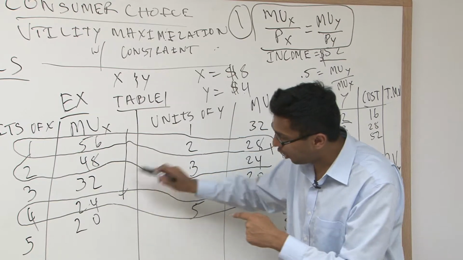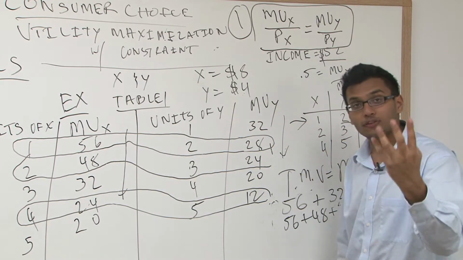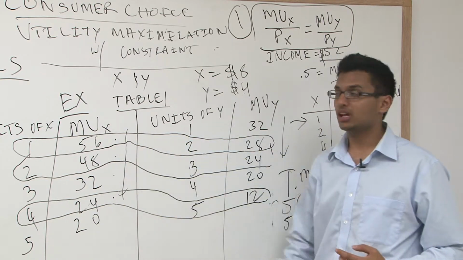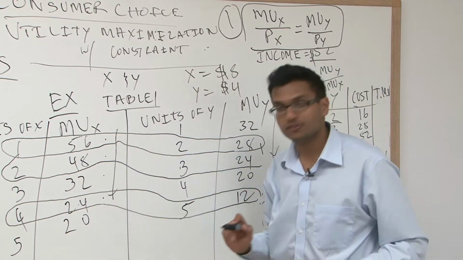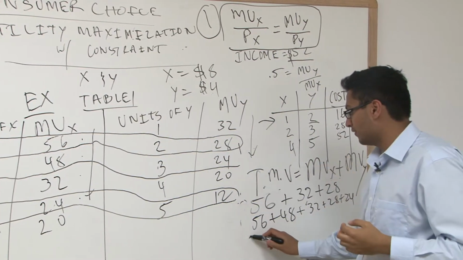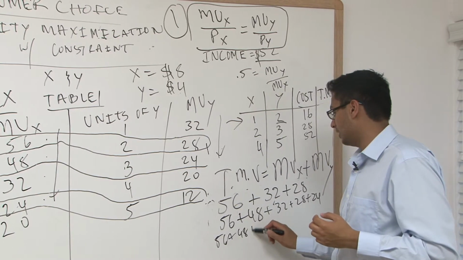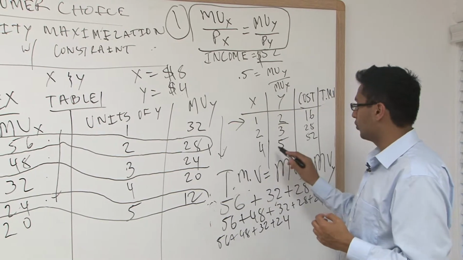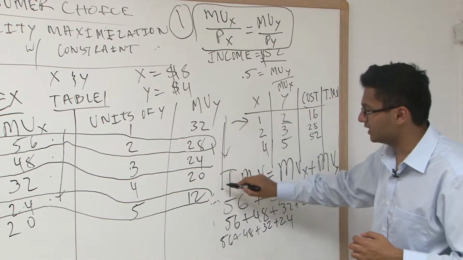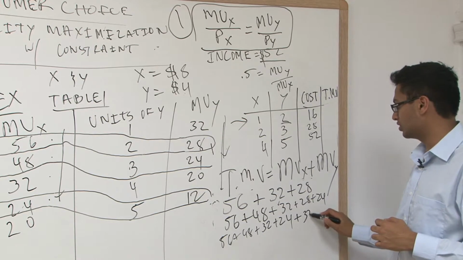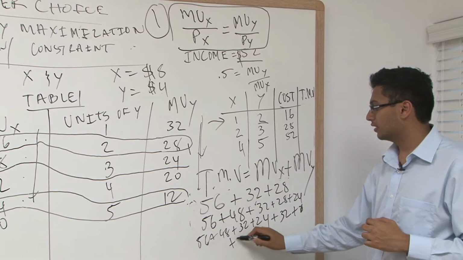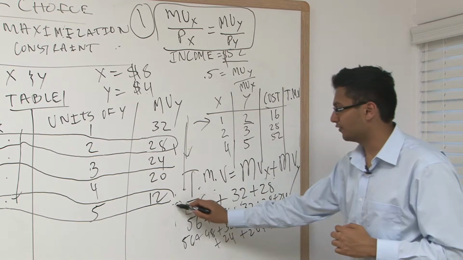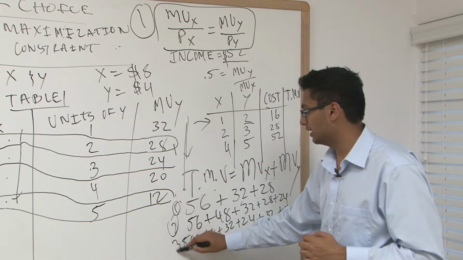Okay? The last combination for 4 units of x, when we go over here to this chart, we have to add all of these for the total marginal utility, right? Because for the 4 units of marginal utility, you're getting the first unit, the second unit, the third unit, and the fourth unit. So you have to add the marginal utility of all of these, okay? So I add 56, 48, 32, and 24. And for 5 units of y, I have to add all of these down, okay? So it's 32, 28, 24, 20, and 12.